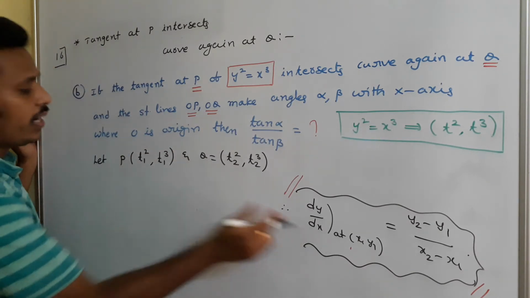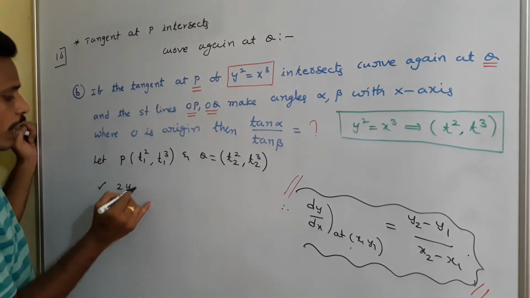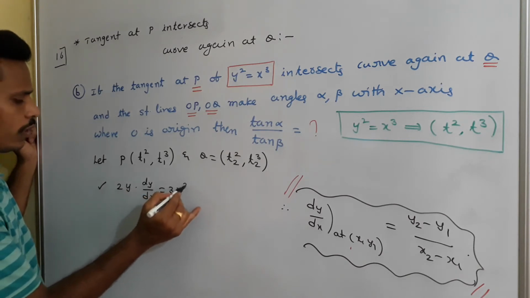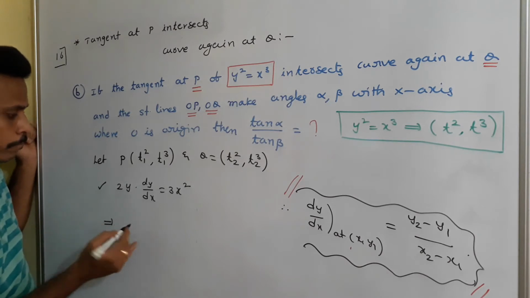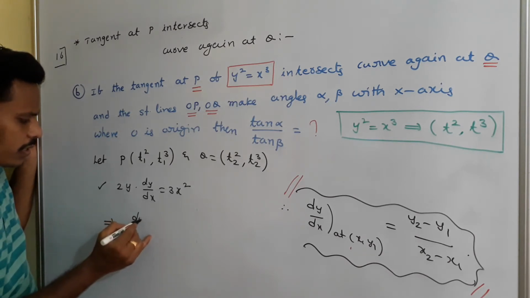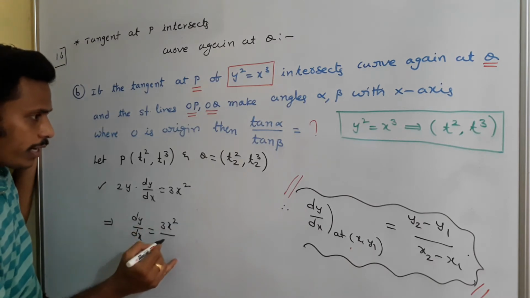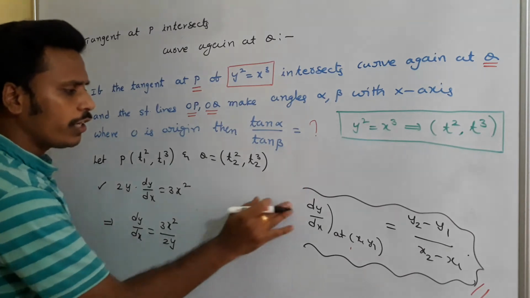For that I need dy by dx, right? And the next step is you just differentiate it. 2y into dy by dx is equals to 3x square. From there, dy by dx is equals to 3x square divided by 2y. And now, as I mentioned, we need to use this.